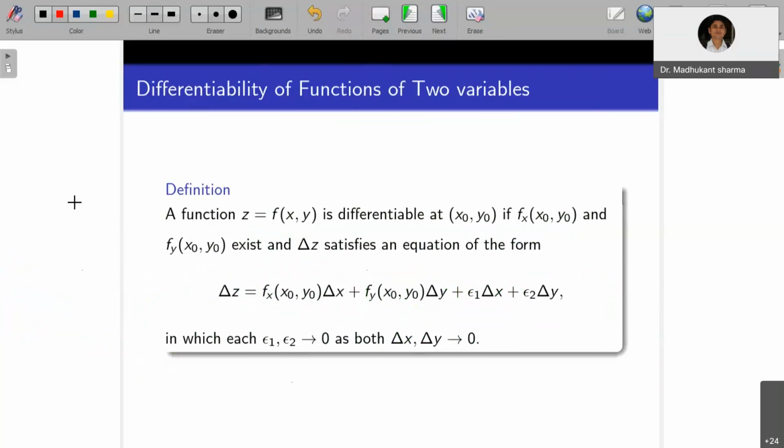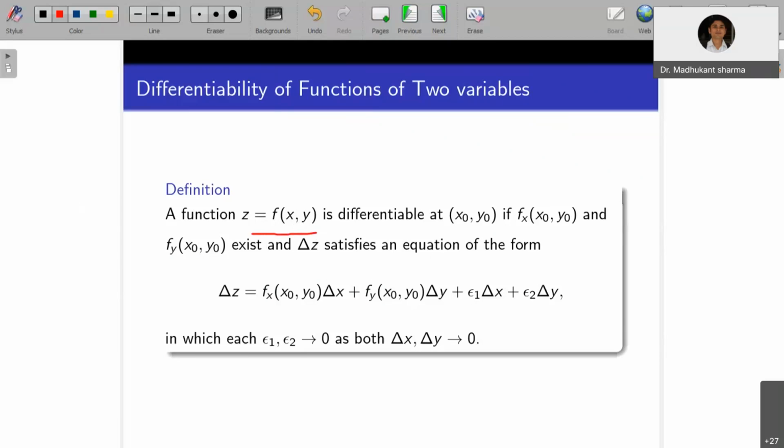Some of you might have asked how you will check the differentiability of a function of two variables. Obviously, that leads to the definition of differentiability for functions of 3, 4, 5 variables and so on. As I told you, this can be extended to further dimensions in a similar manner. So this is the definition here.